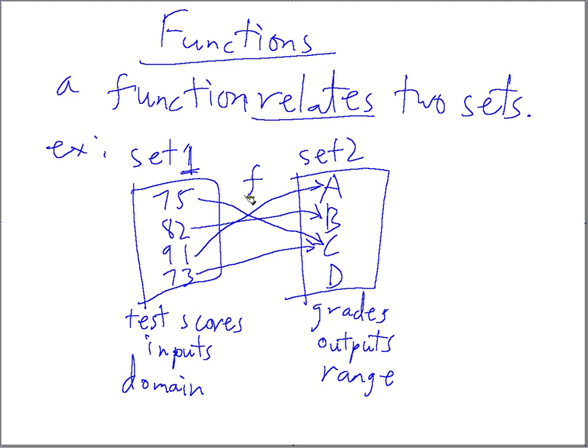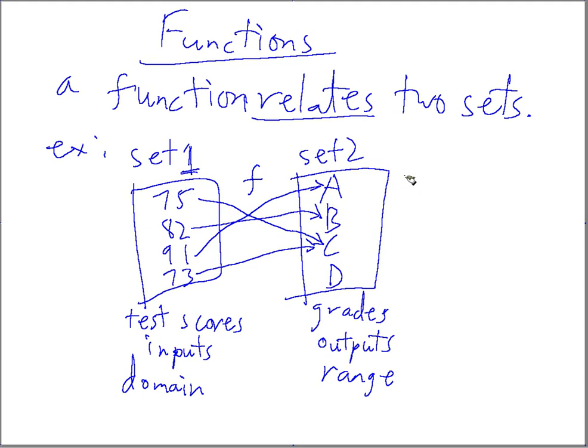So in other words, for a function, it's okay to have two different test scores map to the same letter grade, 75, 73, both a C grade. However, it makes no sense to say 75 is a C and 75 is also a B. Right? That makes no sense at all. So therefore, for a function, you have to have only one mapping to the range for each domain element.